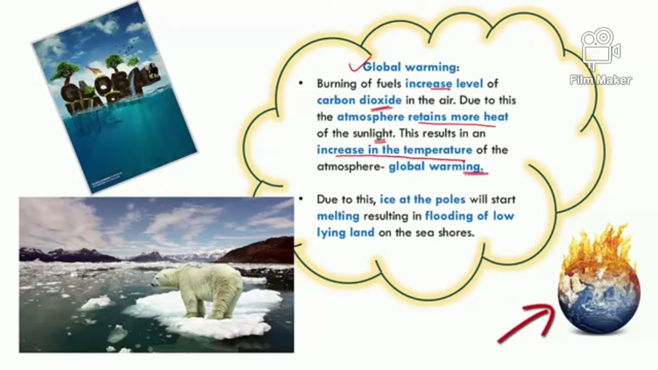Now, due to this global warming, the polar ice caps, or the ice at the poles, start to melt. And it's not something to rejoice about. Because of this melting, it can result in flooding of low-lying areas, because the amount of water on Earth is going to increase because of the ice caps melting. And because of this, there are going to be floods on land which lies near the seashore.